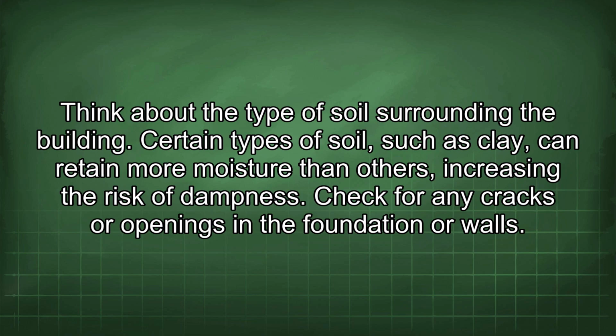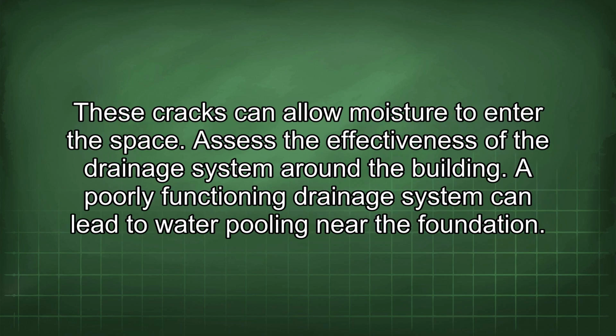Think about the type of soil surrounding the building. Certain types of soil, such as clay, can retain more moisture than others, increasing the risk of dampness. Check for any cracks or openings in the foundation or walls. These cracks can allow moisture to enter the space. Assess the effectiveness of the drainage system around the building. A poorly functioning drainage system can lead to water pooling near the foundation.